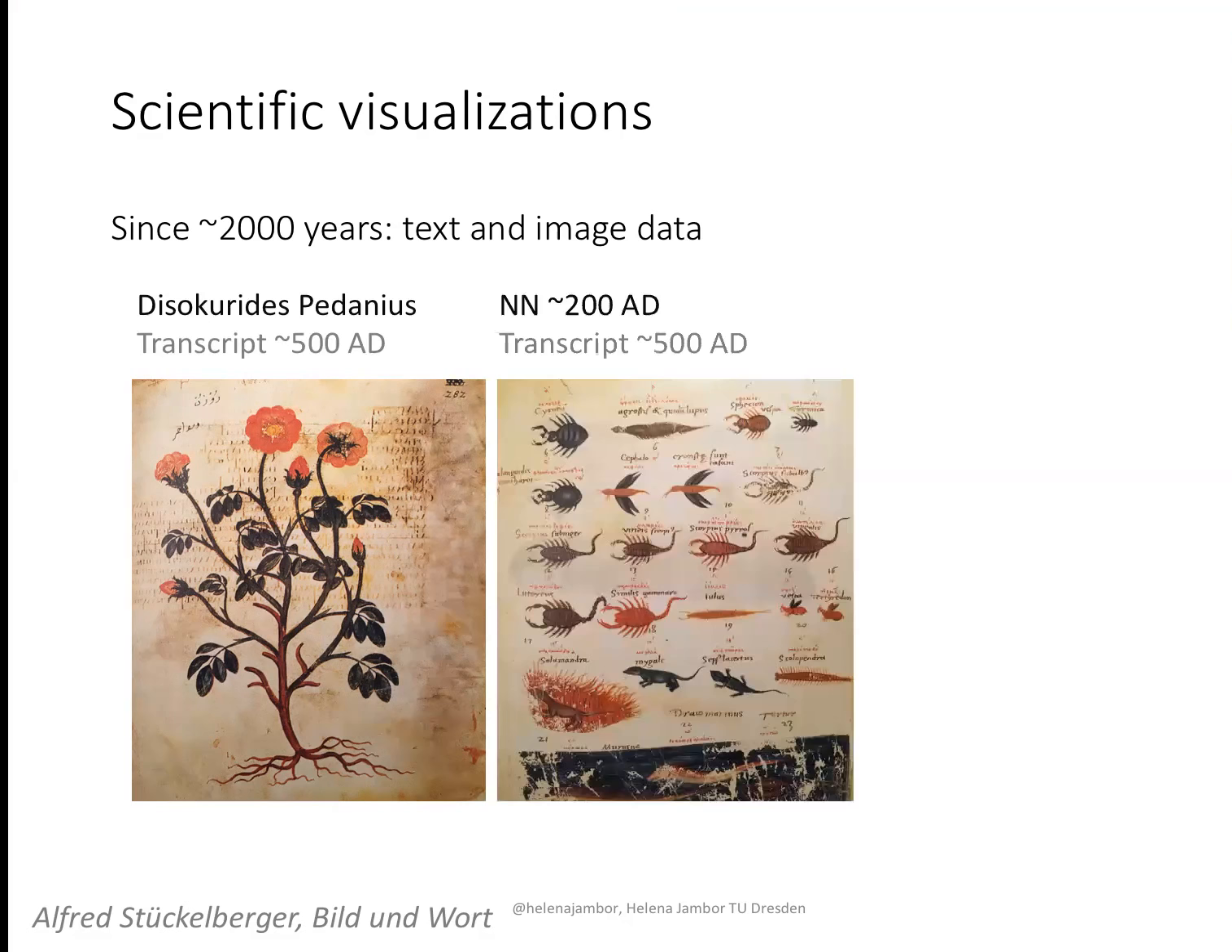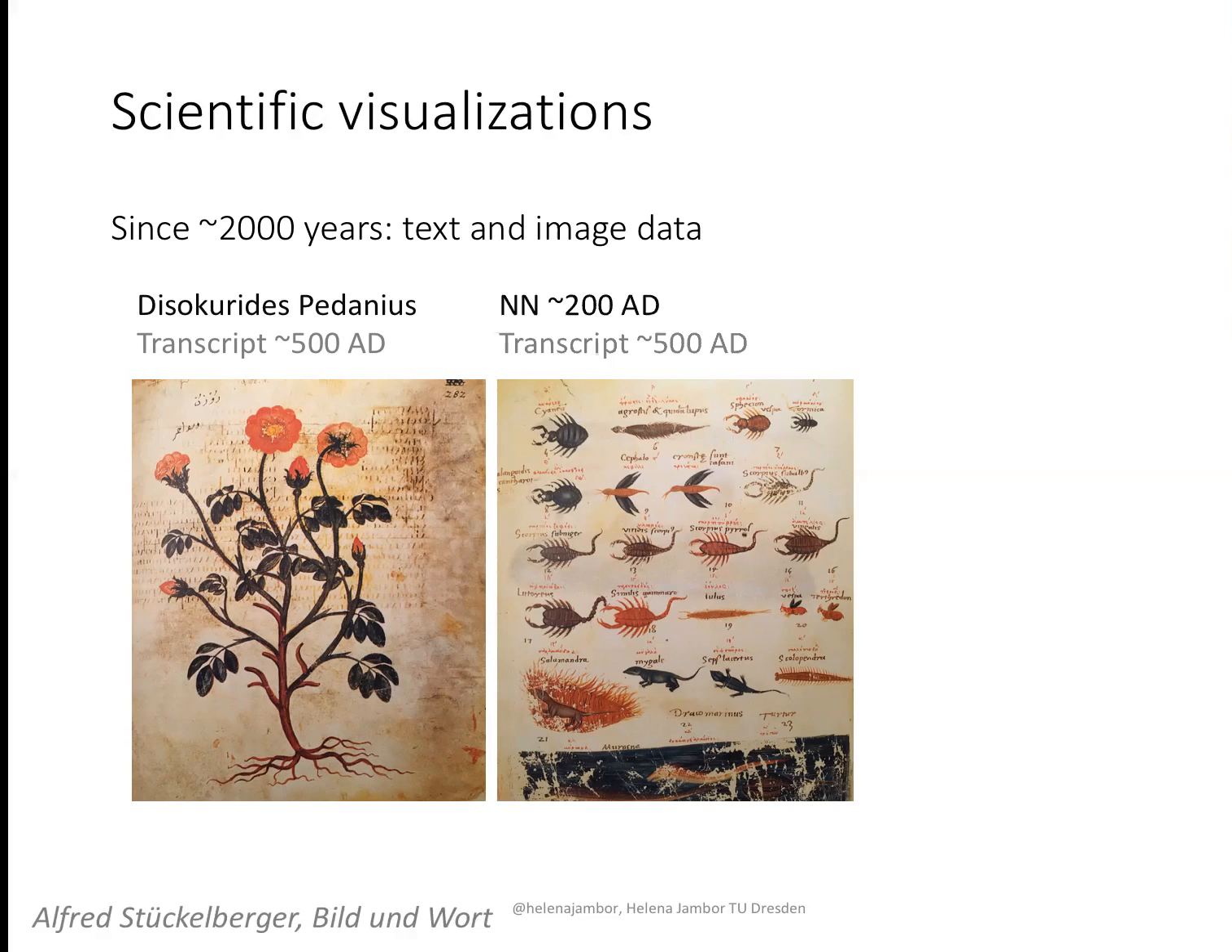Here we see another example, also from a medical textbook that was first made 200 years after Anno Domini. And what we see here are the different types of scorpions. Some of them are poisonous and others aren't. Very, very important information for maybe a medical doctor that needs to treat a patient that was bitten.